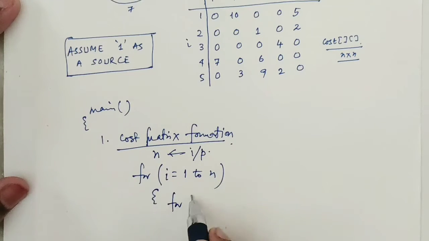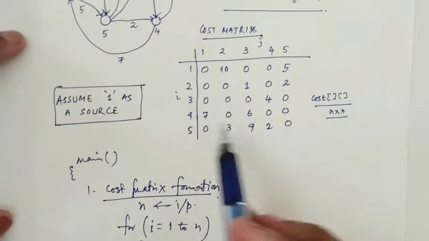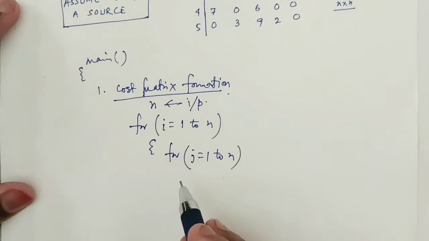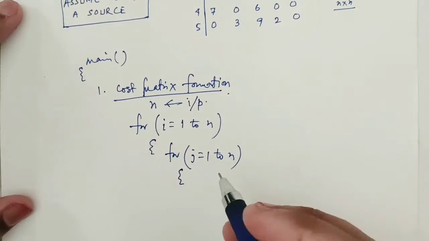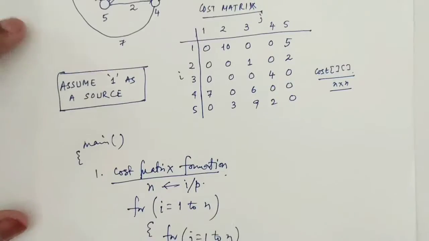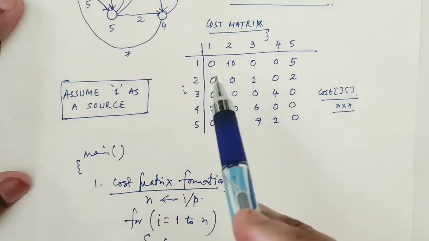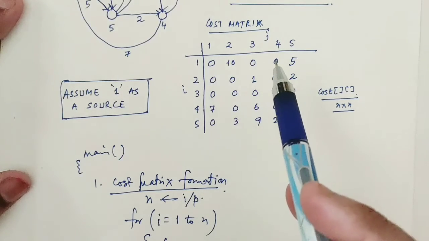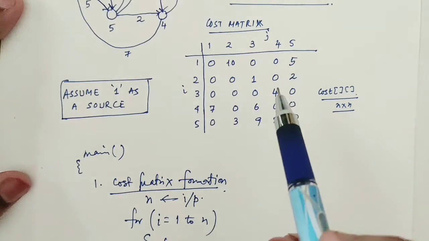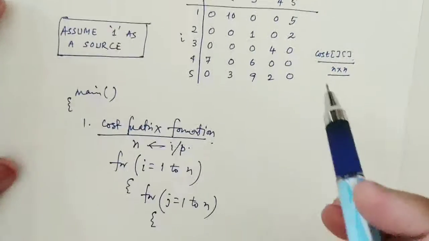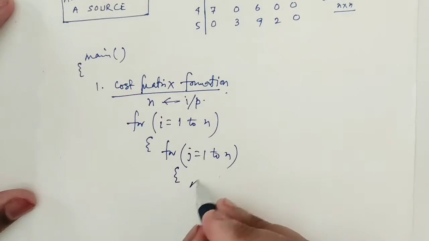Then for j equals 1 to n, this is the inner loop, that is i and j here. Then you have to accept the value of the cost matrix from the user. That means the user has to put all these entries 1 1, 1 2, 1 3, 1 4, like you applied in Prim's algorithm. So you have to accept the value from the user.